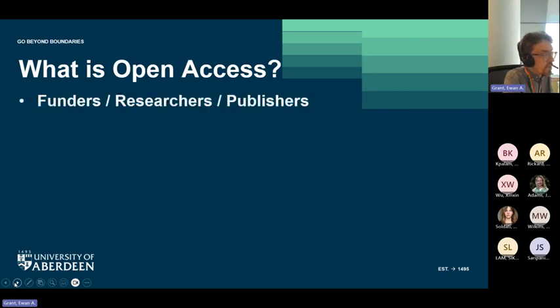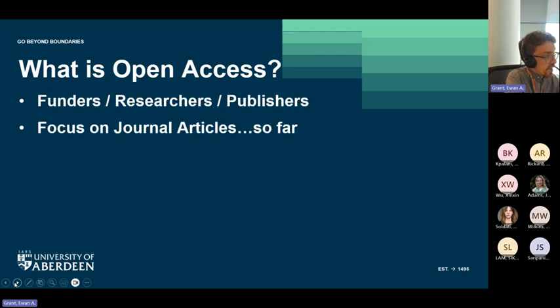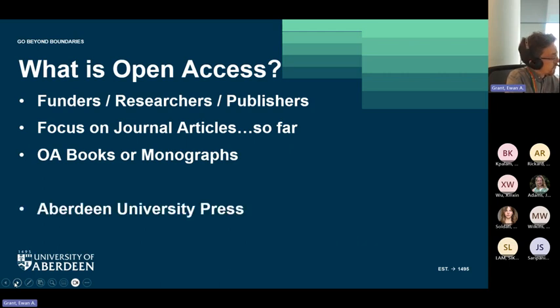In a sense, it's a dance between funders, researchers, and publishers, where people are trying to save money, people are trying to make money, yet also make the research available for all to access. As I said, the focus has been on journal articles, but now it really has shifted to books and monographs as well as journal articles. Interesting that I've skipped something there.